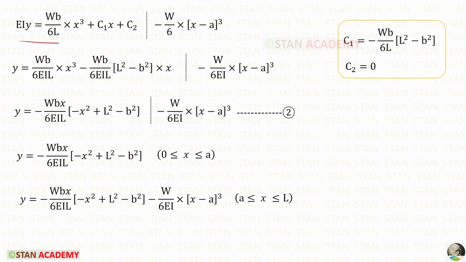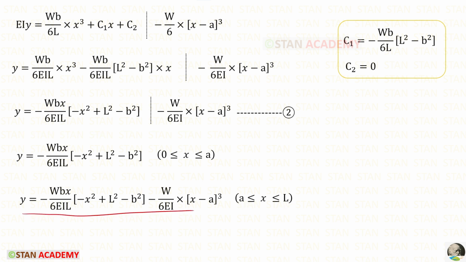Now let us take the deflection equation. In that, let us apply the values of C1 and C2 so that we will get this. We can take EI on the other side. It will come in the denominator. From these two, we can take minus WBx upon 6L outside. This is the expression to find the deflection at any point when x varies from 0 to a. Let us select the whole. This expression is used to find the deflection at any point when x varies from a to L.